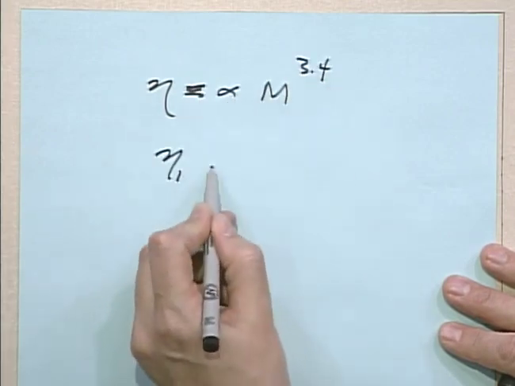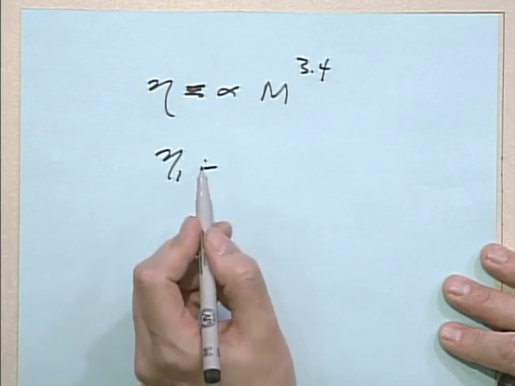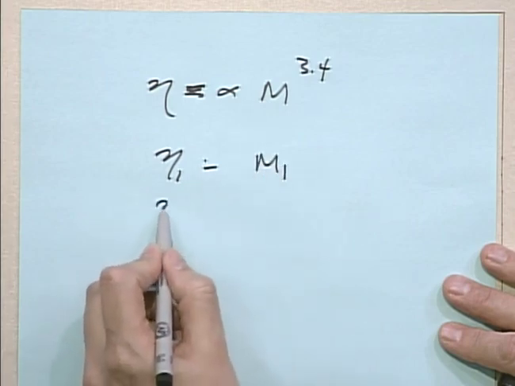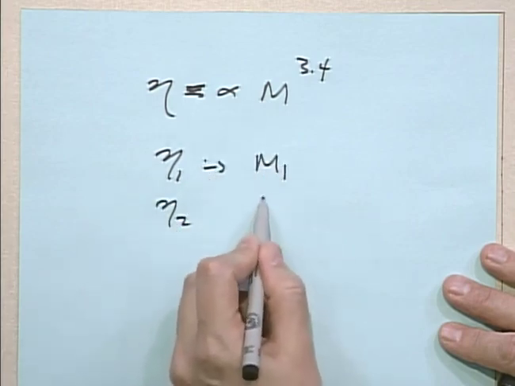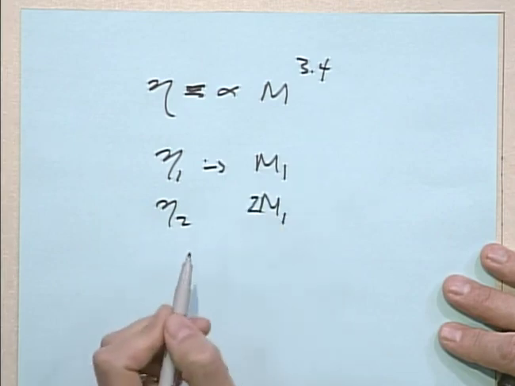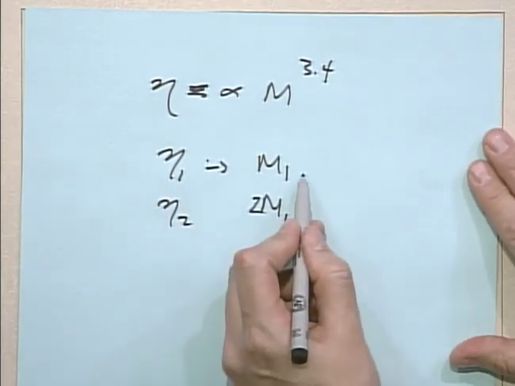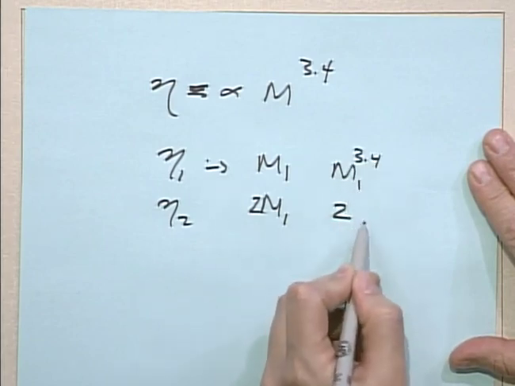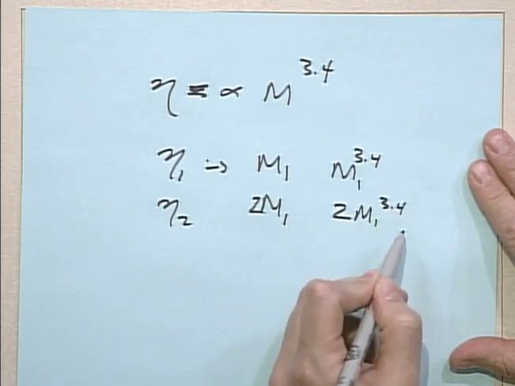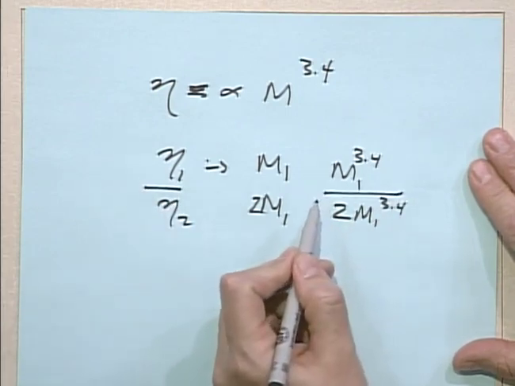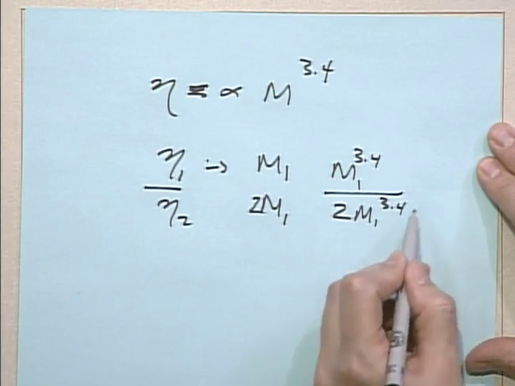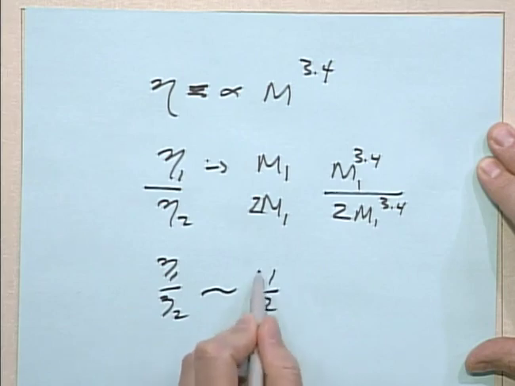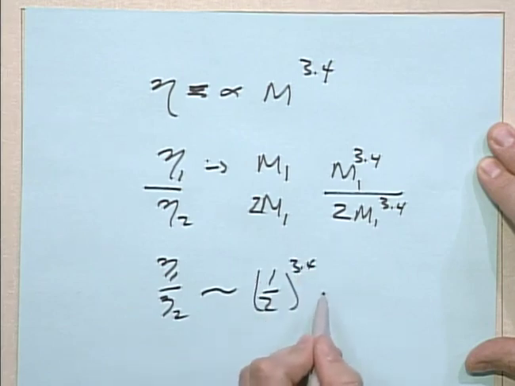have one material whose molecular weight is, say, M1, and I have another material whose molecular weight is 2M1, then the viscosity for this material goes like M1 to the 3.4. The viscosity of this material goes like 2M1 to the 3.4. So the ratio of viscosities goes like 1/2 to the 3.4. And 2 to the 3.4 is about 10.